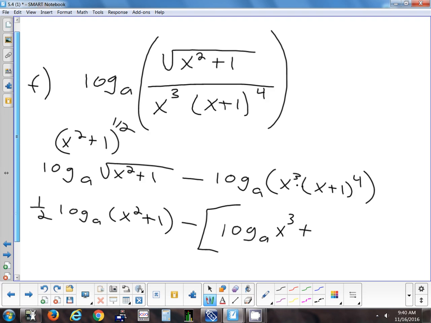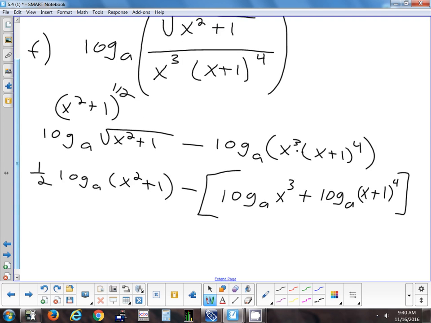Plus, because it's multiplication, that splits as plus log x plus 1 to the 4th. Now, James had started doing something that I'm just going to rewrite, but you could do it in the same step. What's the last thing you have to do there? Just move the exponents. Copy that down, but put the exponents in front. Okay, and then put 3 log base a x plus 4 log base a x plus 1.